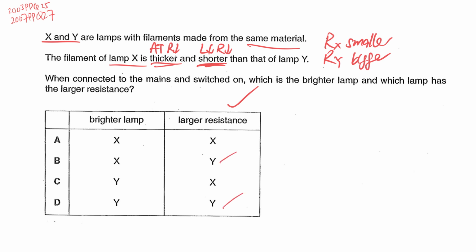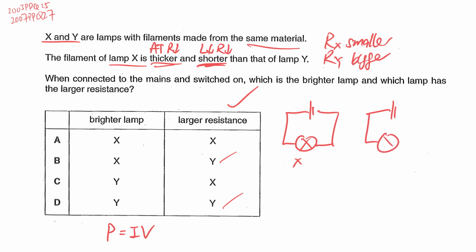Now the next one, which one will be brighter, is a bit tricky, but in general, brightness depends on power, and power equals IV. In general, if you're able to prove either one, if the current is higher in lamp X, it will be brighter. If the potential difference across lamp X is higher, it will be brighter. So let's do a simple diagram here. Let's say this is bulb X and this is bulb Y. What is similar is the EMF, the cell is the same, so no change.